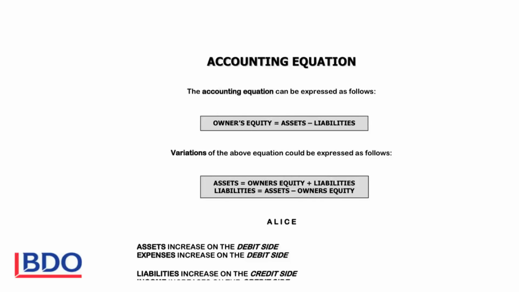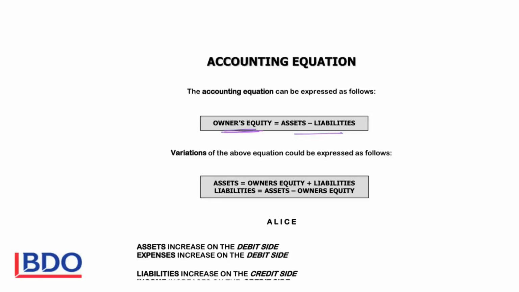The accounting equation can be expressed as owner's equity equals assets minus liabilities. Owner's equity is the belongings of the owner. How much money did he invest in this business, or how much money does the business owe him? So if you take all the assets that belong to the owner, but he's also responsible for all the liabilities, therefore the assets minus the liabilities will be worth his owner's equity.